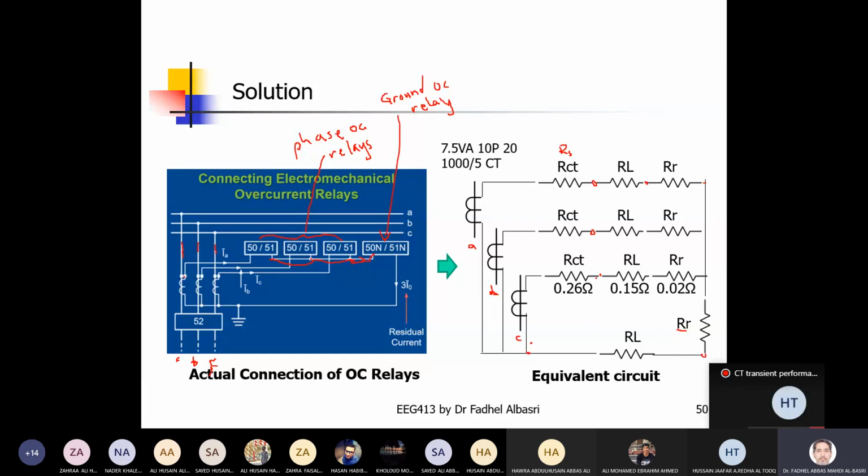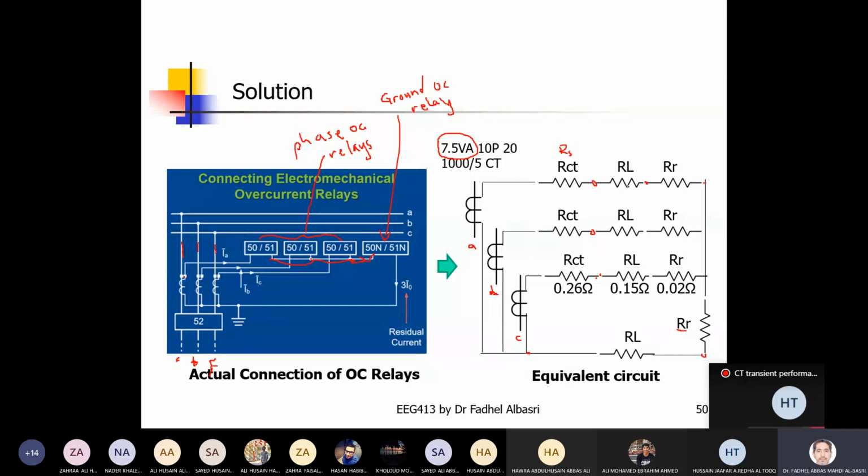Now, what I want to see is the burden of this CT. The nominal burden is 7.5 volt-ampere, the maximum error is 10%. It is a protection class CT, and the accuracy limit factor is 20. And this is the CT ratio, 1000 to 5. Now, is this CT suitable for this or not? Okay. Now, what I have to do is check first the burden. Is this burden sufficient, correctly suitable for this application?